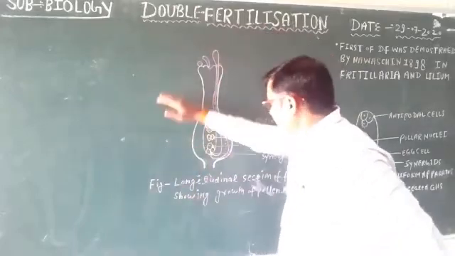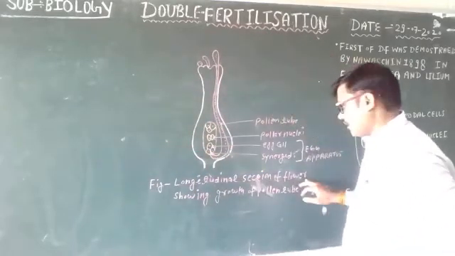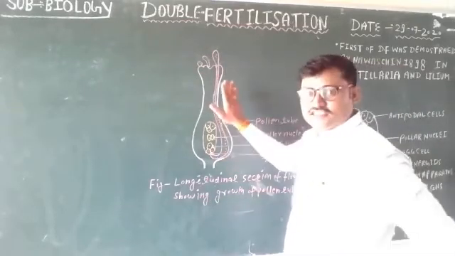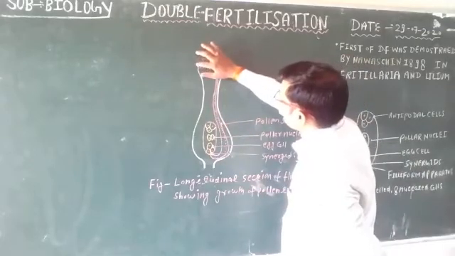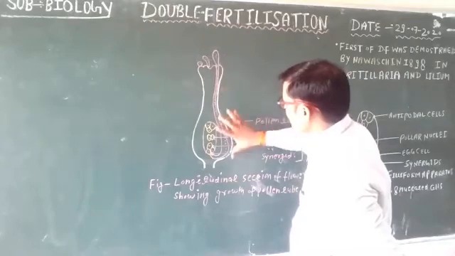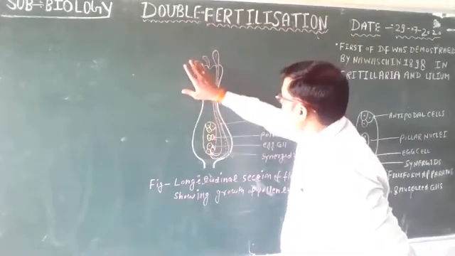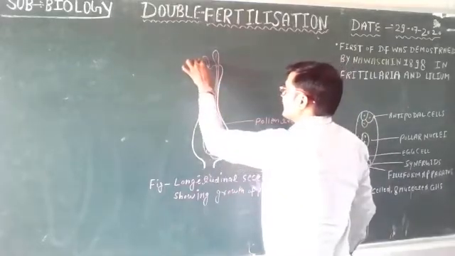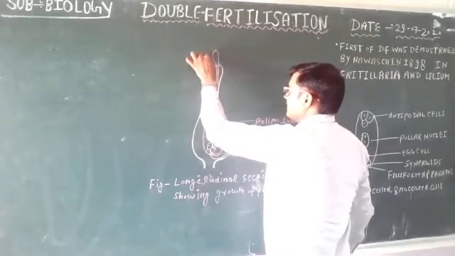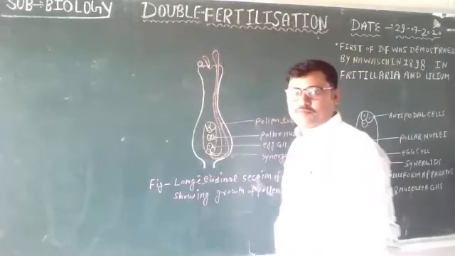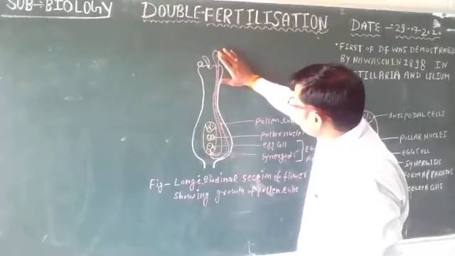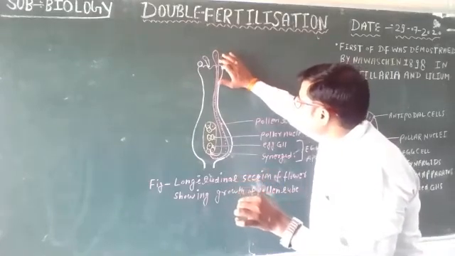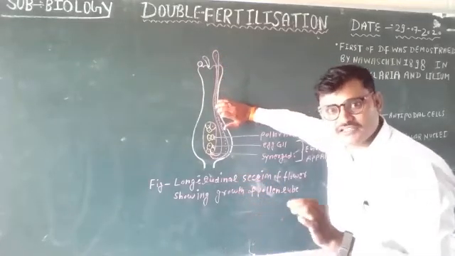Now, you see, this is the structure of a longitudinal section of a flower showing growth of the pollen tube. In the previous lecture also we discussed these structures. This is the stigma, this is the pollen tube, this is the ovary. This is the pollen grain standing on the stigma. After that, growth of the pollen tube takes place.